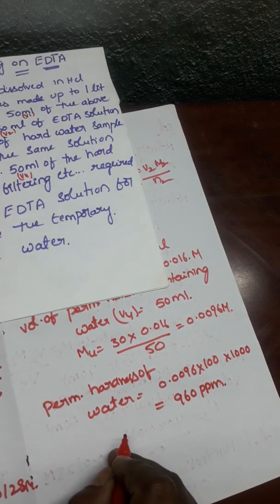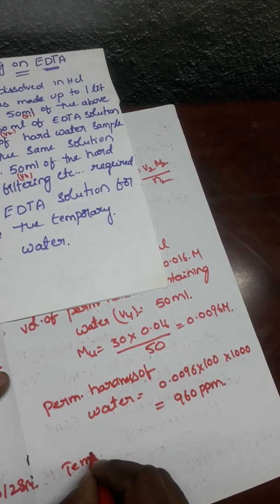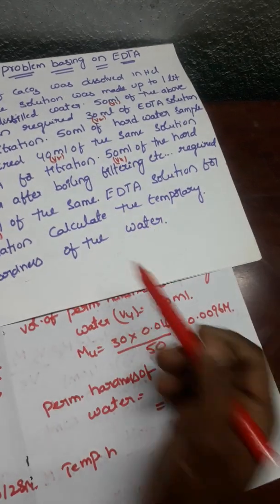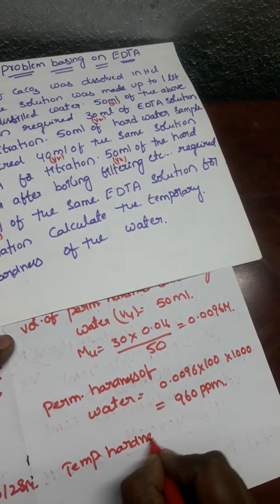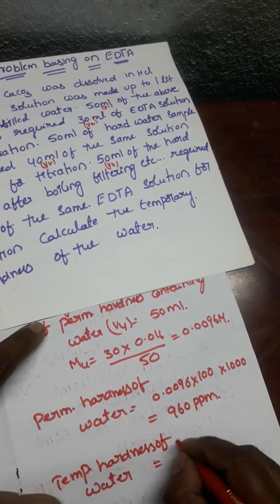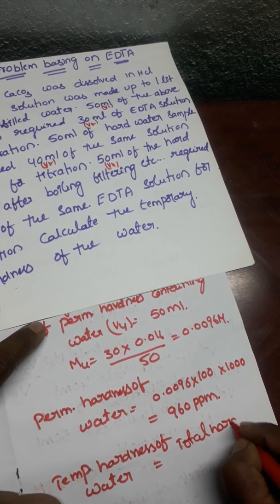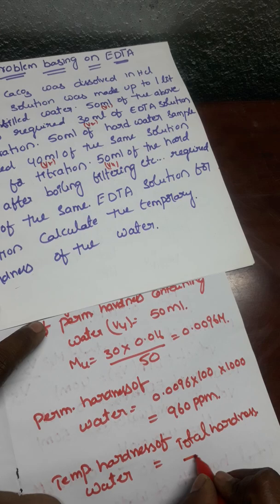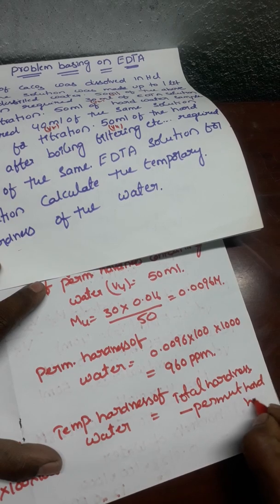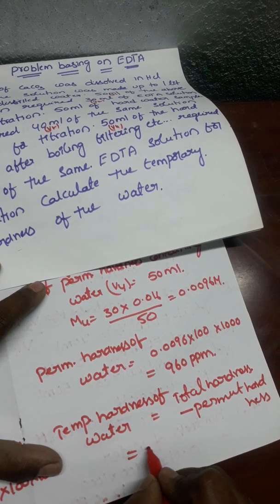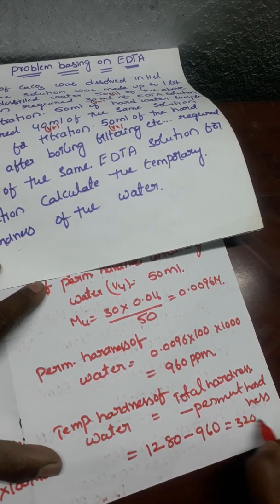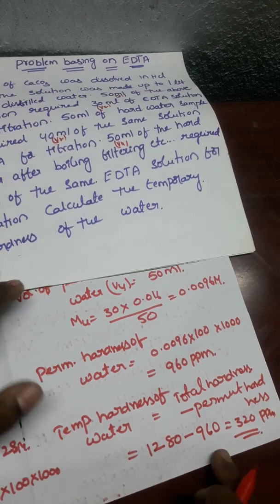Here the temporary hardness of water. In the problem they are asking to calculate the temporary hardness of water. The temporary hardness of water is equal to total hardness minus permanent hardness, then that is equal to 1280 minus 960, that is equal to 320 ppm. This is the temporary hardness of water.